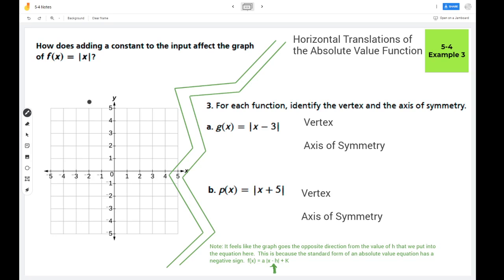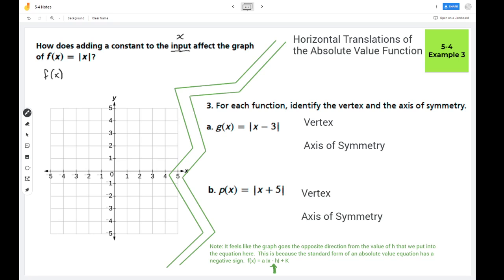In this video, I'm covering example 3 from section 5-4 in the SavvasRealize Algebra 1 textbook. So the focus of this video is to discuss horizontal translations of the absolute value function. And so the problem starts, it says, how does adding a constant to the input, remember that input means the x value, affect the graph of f of x equals the absolute value of x?